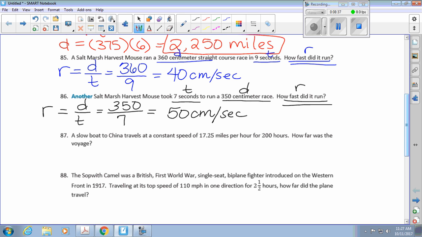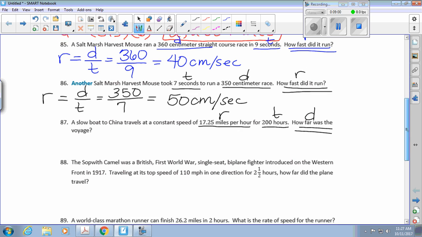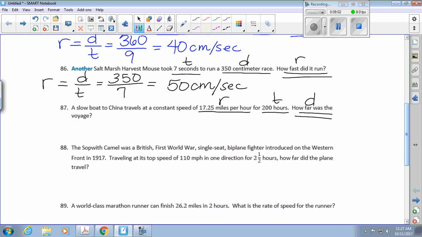All right, a slow boat to China travels at a constant speed of 17.25 miles per hour. What would that be when we hear the word per, everybody? Rate, very good. 200 hours would be our time. How far would be our distance? Very good. If you don't have these things on your paper, I expect that you're fixing these, okay? Let's see. So I want to find the distance. Who can tell me the formula for distance?